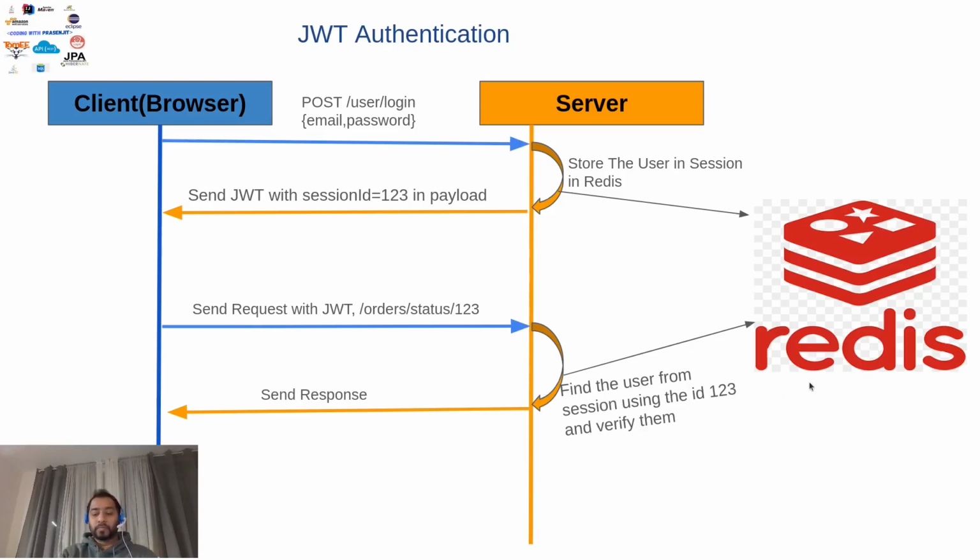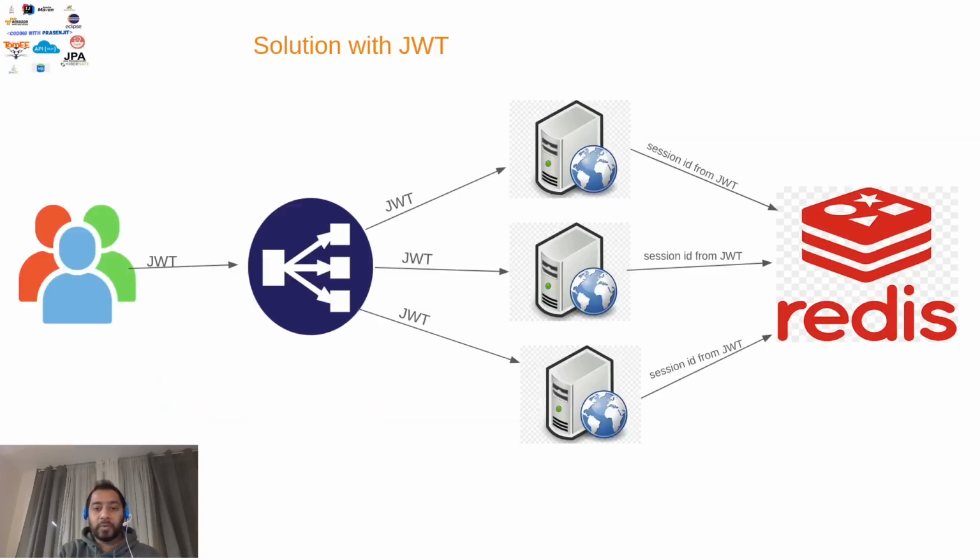So now let's go to the architecture diagram. So here you see the new architecture with JWT. Let's say the user is trying to log into the system, and there is a load balancer. So the load balancer will forward the login request to server 1, and then server 1 will create the JWT, and then it will create the session in Redis and put the session object in Redis, and then it will put the key of the session object in the JWT.